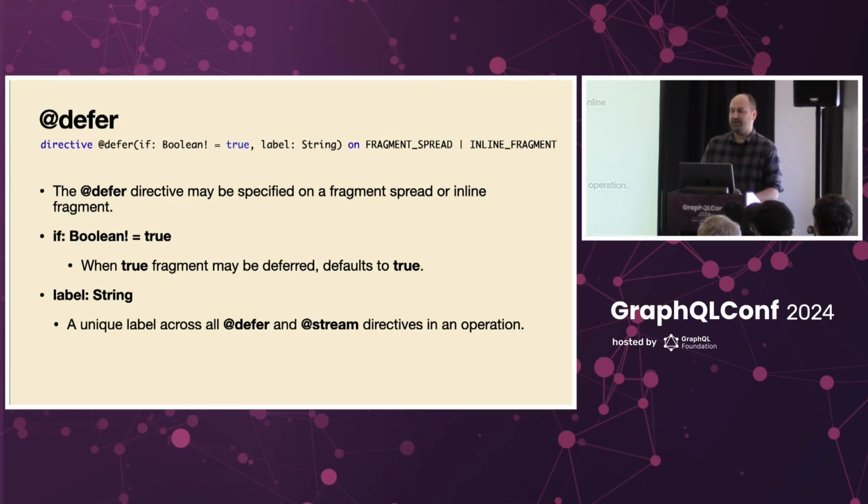This just lets you control it with a query variable. Then the label argument is a string that you can pass in, and that string gets mirrored back in the response. So if you have multiple defers in your query, you can use the label to know which response corresponds to which defer.